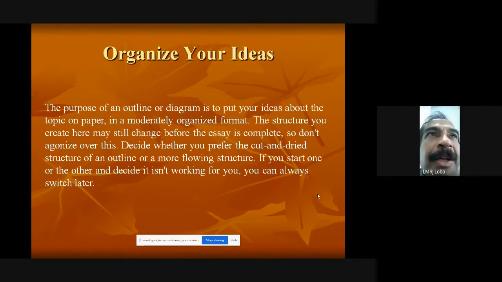Decide whether you prefer the cut and dried structure of an outline or a more flowing structure wherein your ideas flow from one statement to the other. Or you're going to have a cut and dried structure, on which you are going to cut off in every paragraph and go for another point in the next paragraph. If you start one or the other and decide it isn't working for you, you can always switch later on to that particular paragraph.